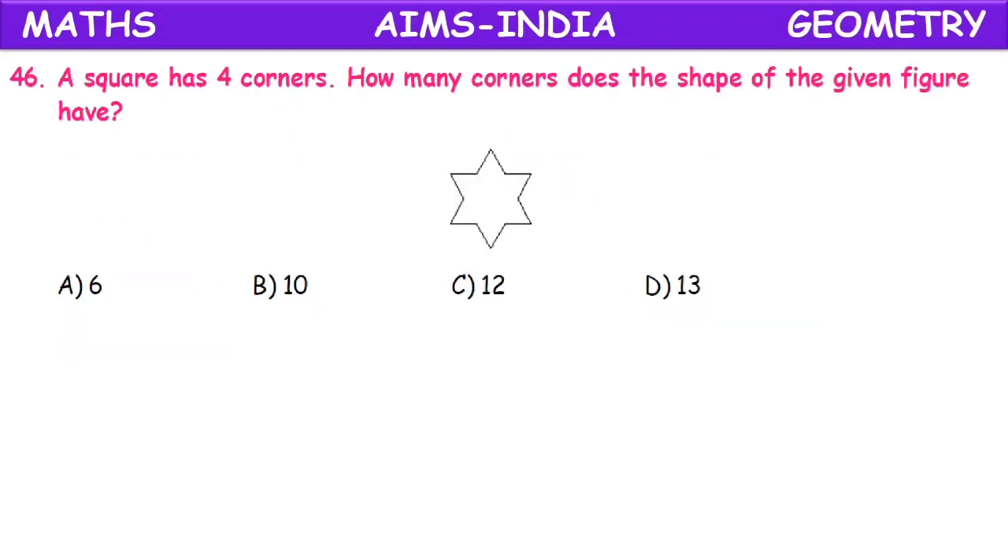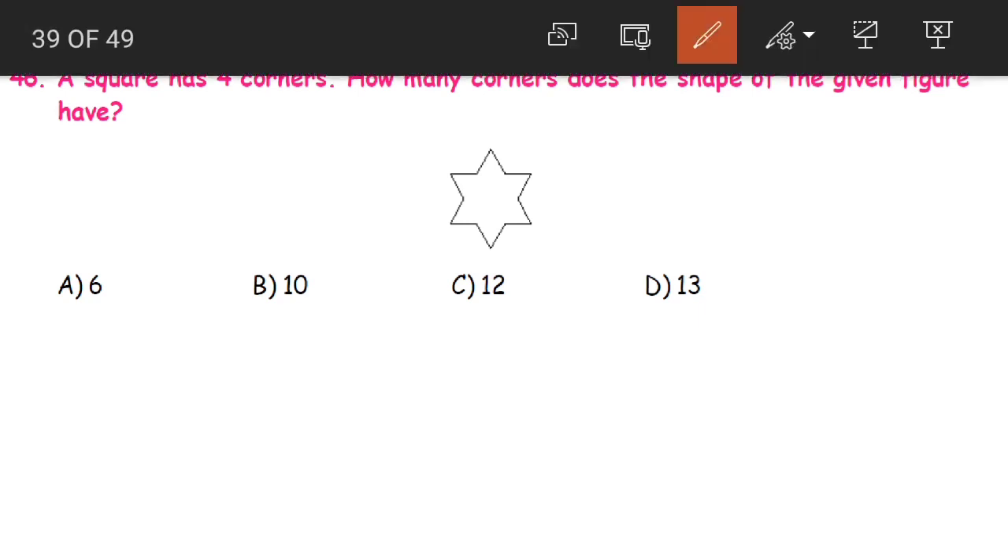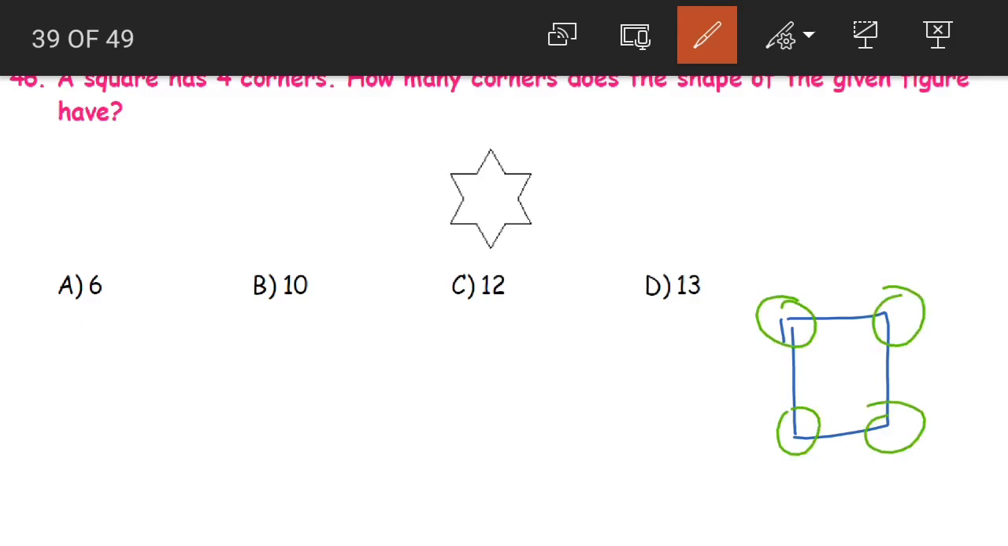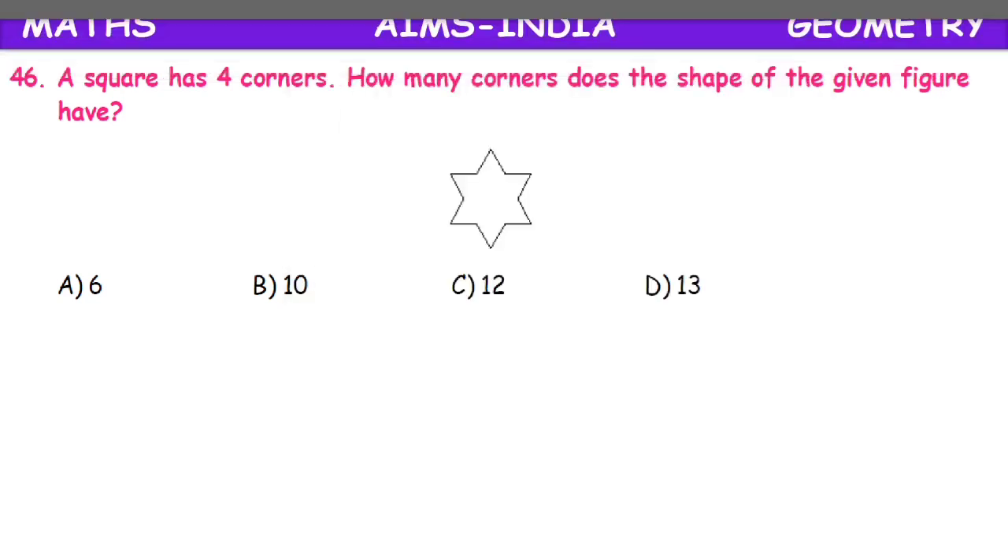Question 46. A square has 4 corners. How many corners does the shape of the given figure have? What is a corner here? A square is having 4 corners. This, where 2 edges meet, is called a corner. So a square has 1, 2, 3, 4. Yes, 4 corners. Now we are having this figure here, the shape.